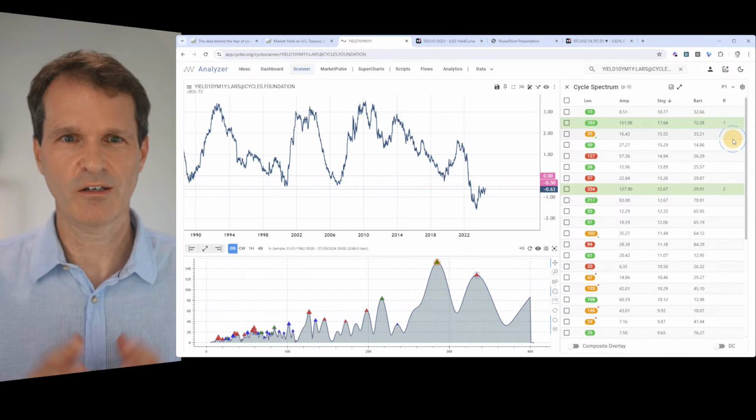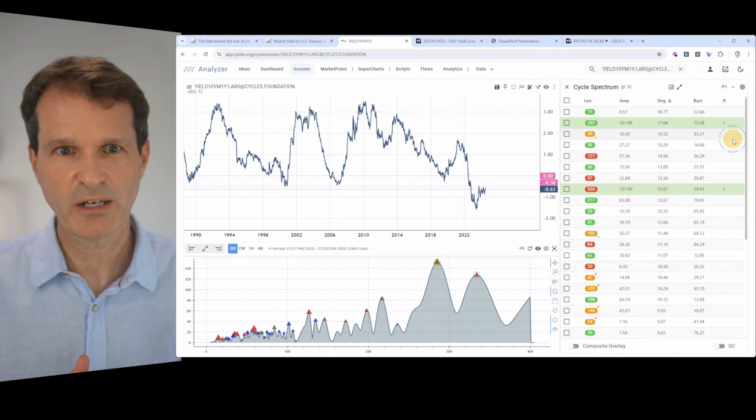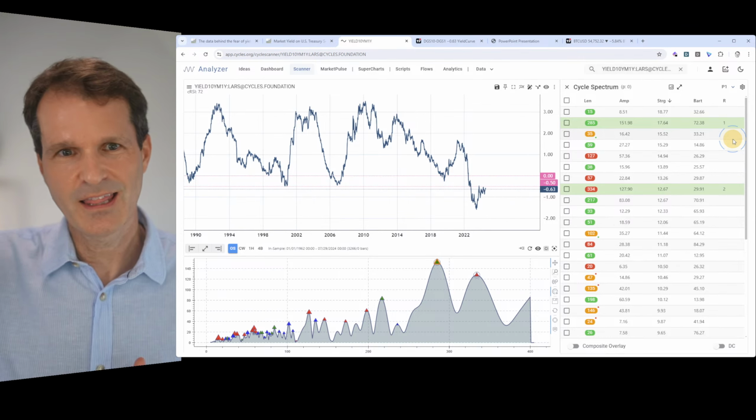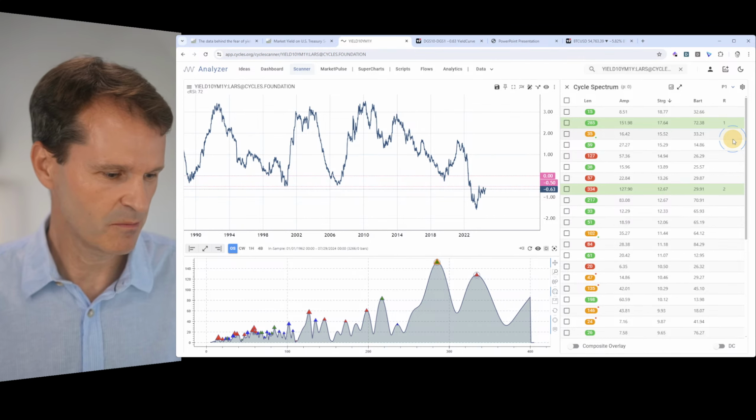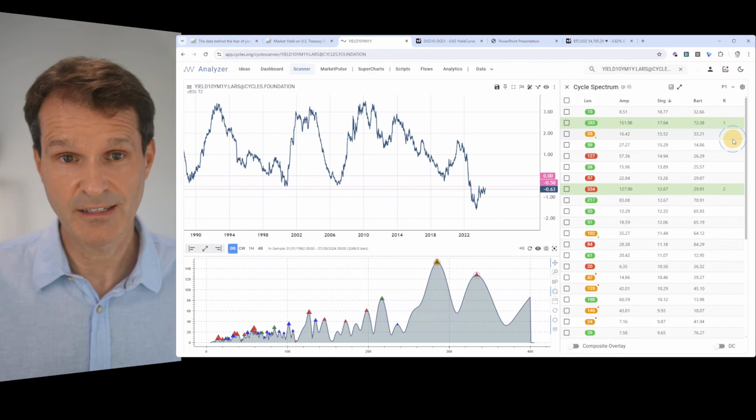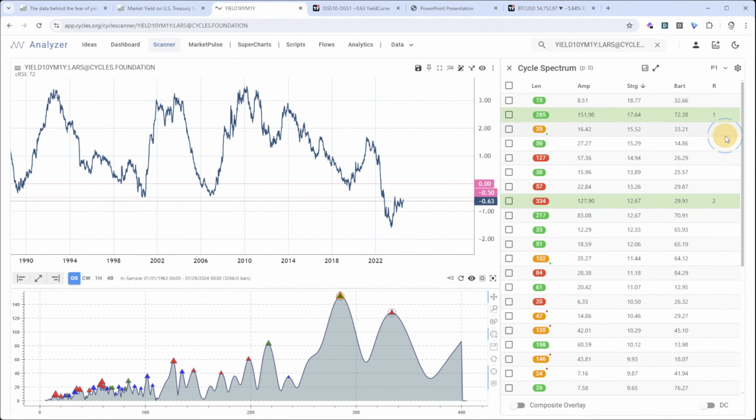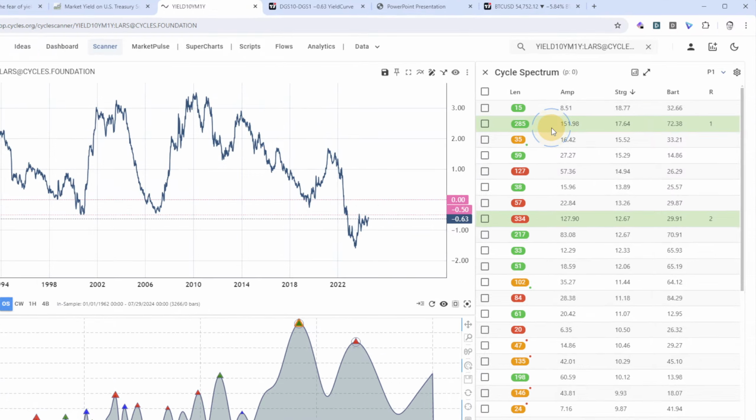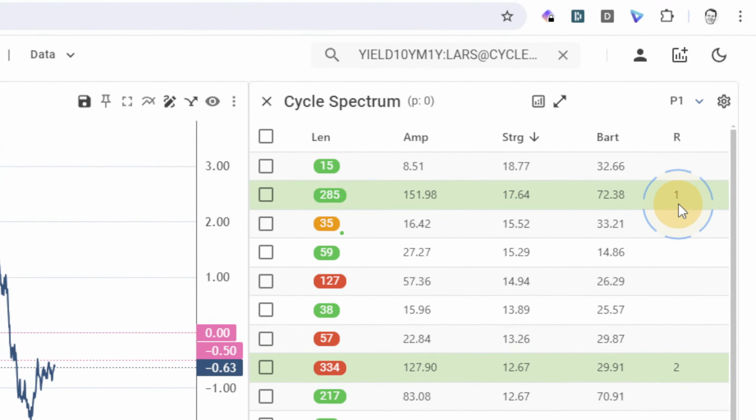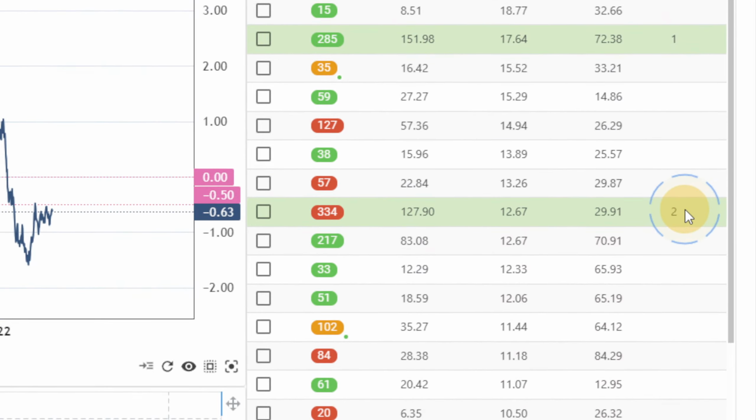So I would always encourage that you have the knowledge to read a spectrum on your own. Second, the table view and the ranking mechanism might replace the manual reading at some point in time. But it's good to have both here. And you see both cycles would have been picked by the computer, so the 285 weeks and the 300 weeks. So we are on the same page here.